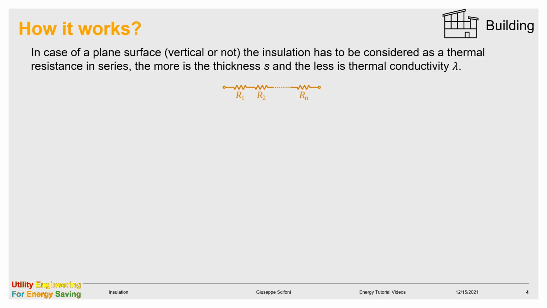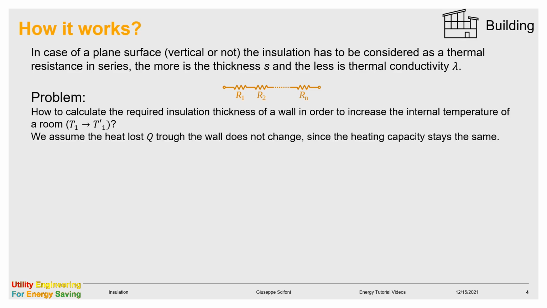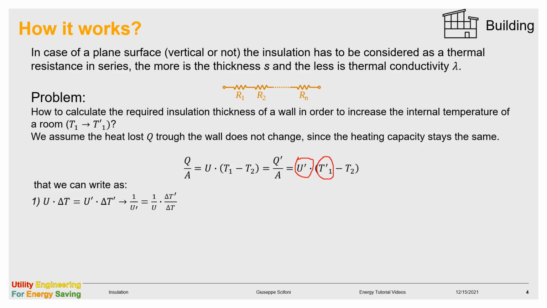We want to solve now a problem: how to choose the insulation thickness of a wall to increase the inside temperature of that room by keeping the same heating power. If the heating power is the same, we can say that the heat loss before insulation and after is the same, only U and T1 are changing. This equation we can write also as per point 1.